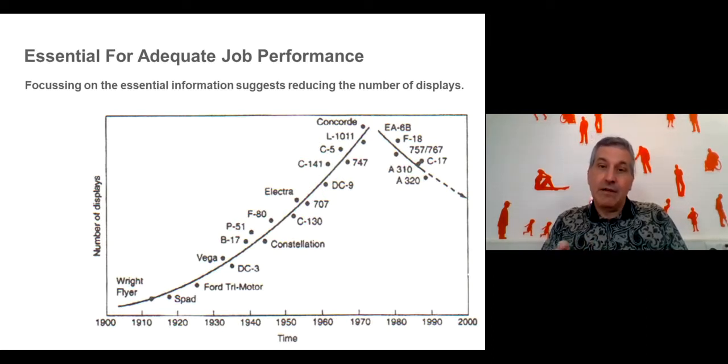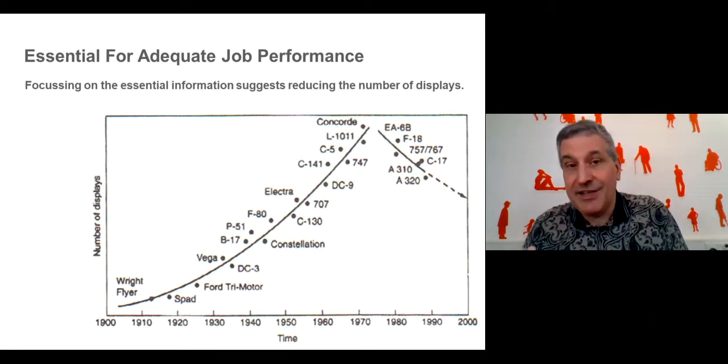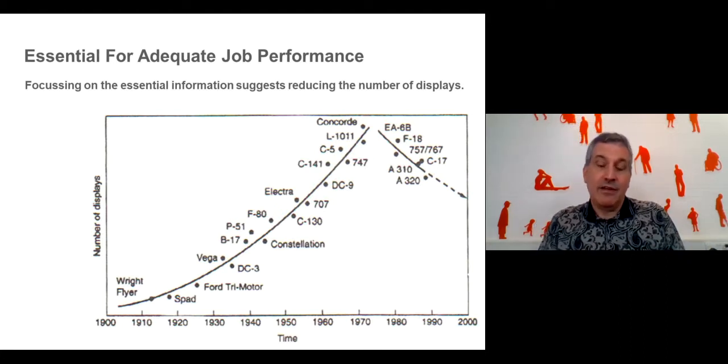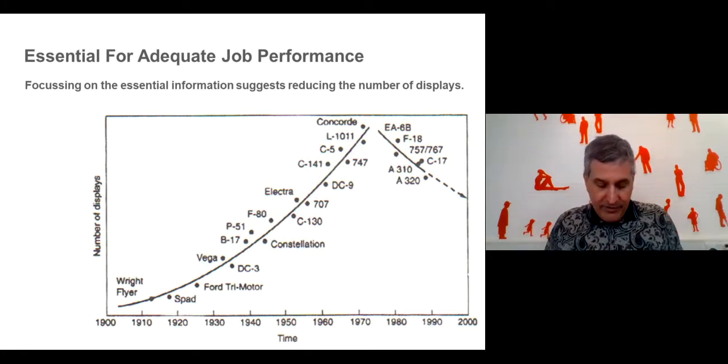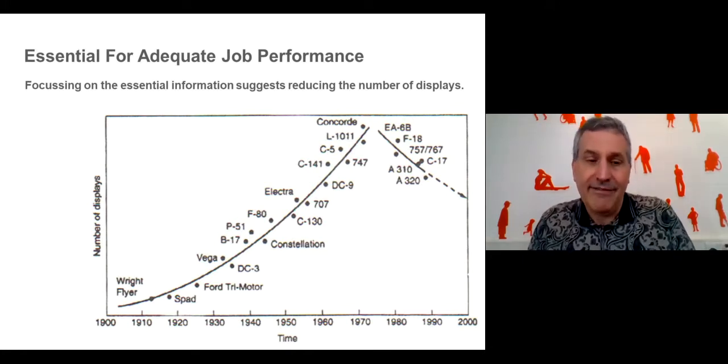Now, one of the other design considerations for displays is essential information for adequate job performance. Make sure you're only giving enough information to do the job and not lots and lots of extra, possibly irrelevant facts. Well, this is a little diagram taken from a book treating aviation avionics.